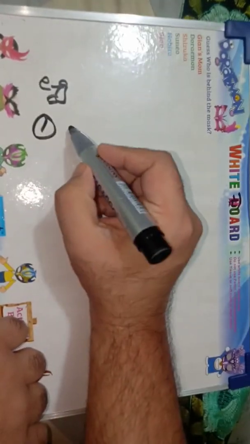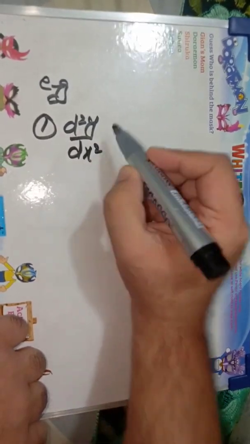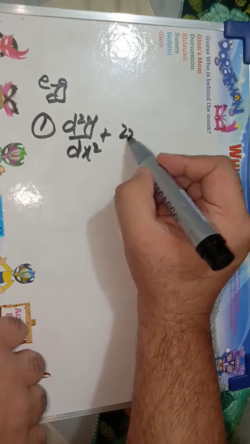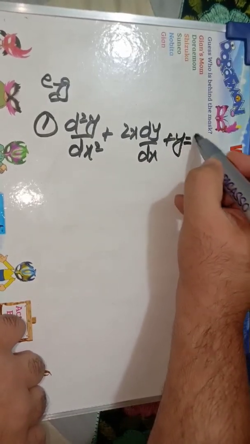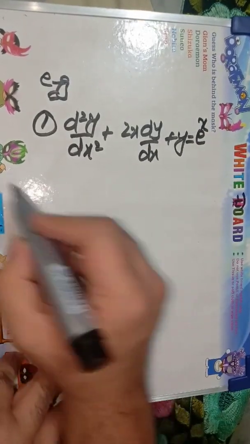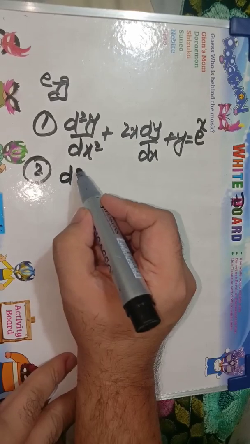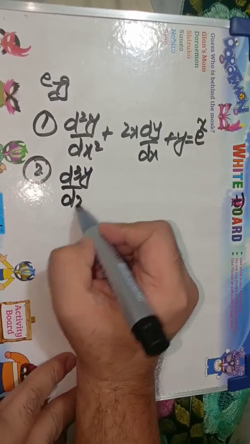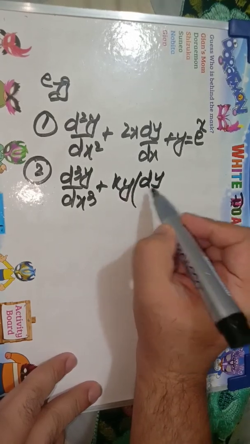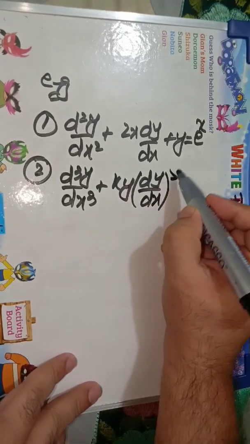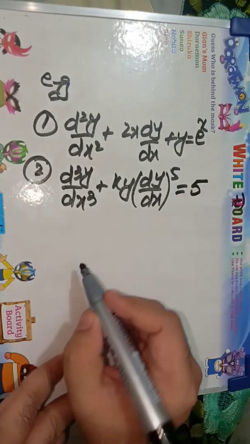Example number 1. This is my first example. d square y by dx square plus 2x dy by dx plus y is equal to e power x. The second one is d cube y by dx cube plus k times y (dy by dx) whole power 5 is equal to some constant 5.